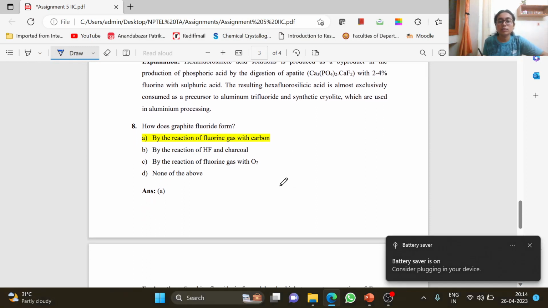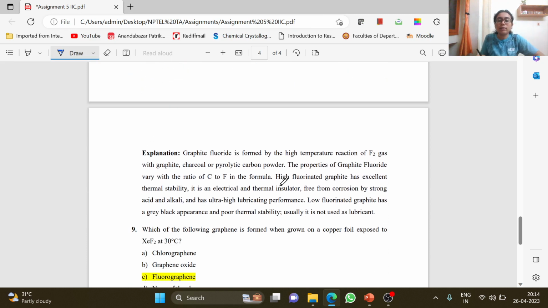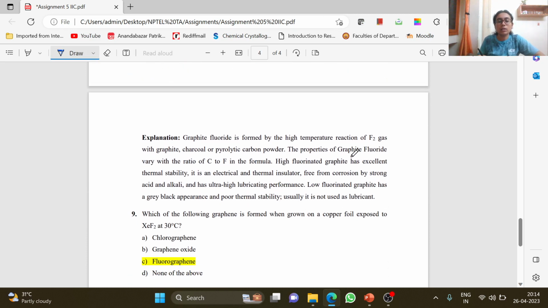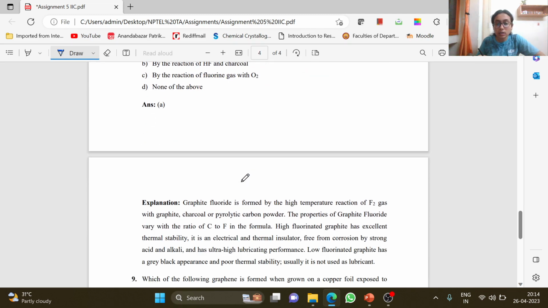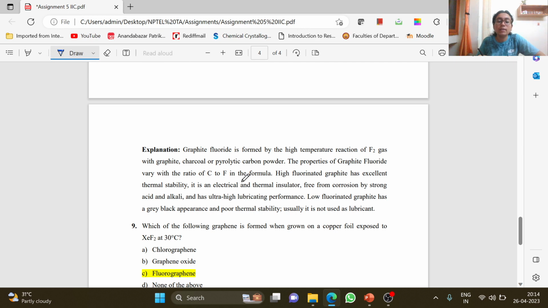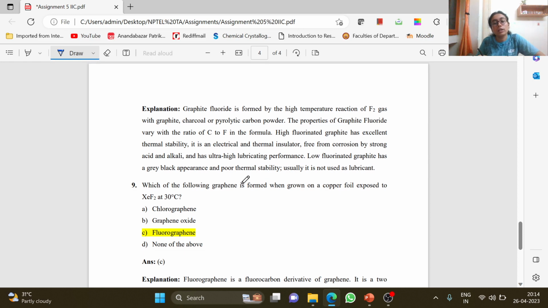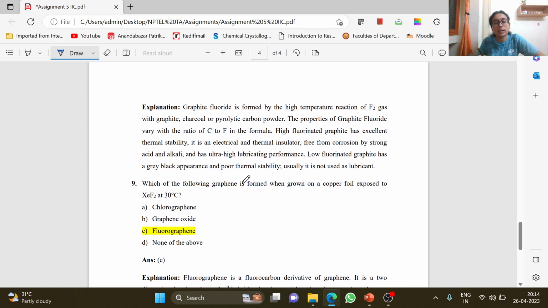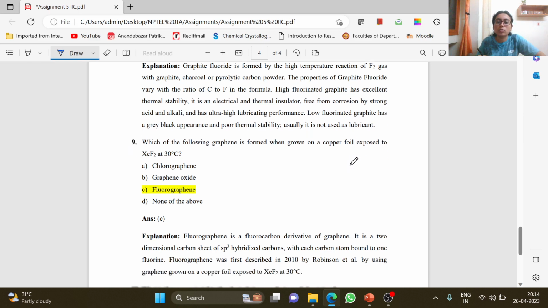So the next question, how does graphite fluoride form? By the reaction of fluorine gas with carbon actually. Graphite fluoride is formed by high temperature reaction of fluorine gas with graphite, charcoal, pyrolytic carbon, or carbon powder. Then the properties of graphite fluoride vary with the ratio of carbon and fluorine content in it. These materials have high thermal stability, and it is an excellent electrical and thermal insulator, free from corrosion by strong acid and alkali, and it has ultra high lubricating performance. Low fluorinated graphite has a gray black appearance and poor thermal stability. Usually it is not used as lubricant.